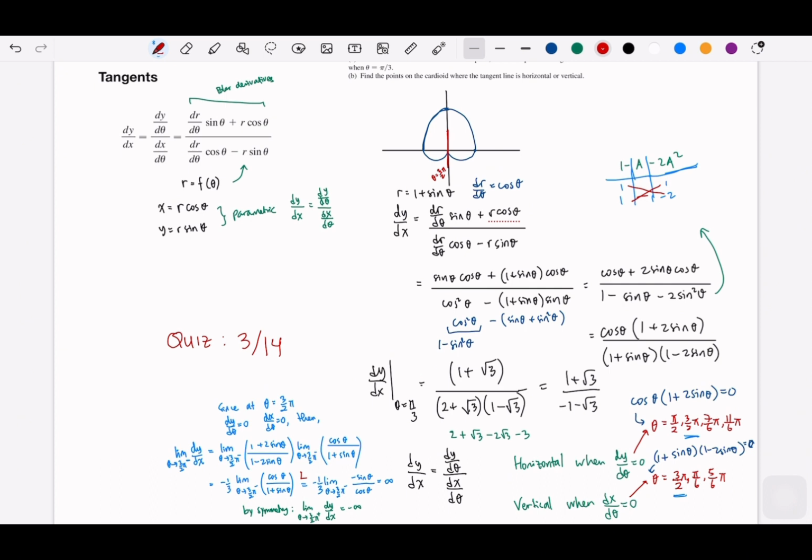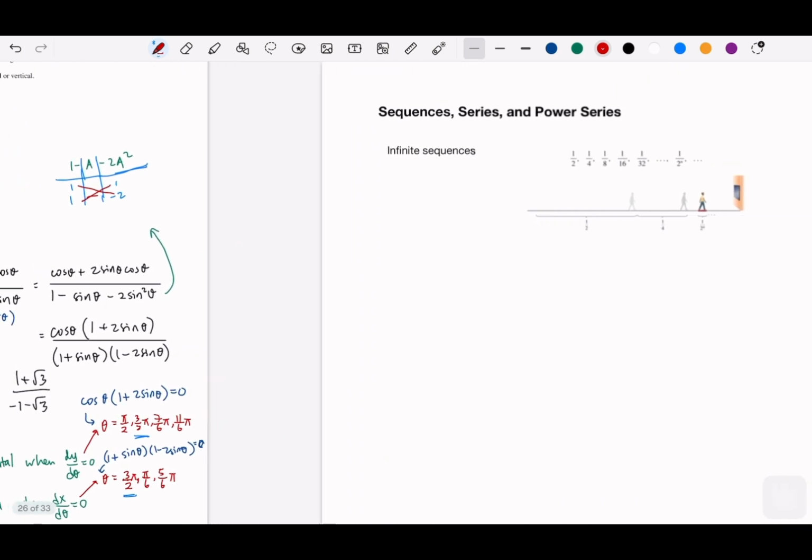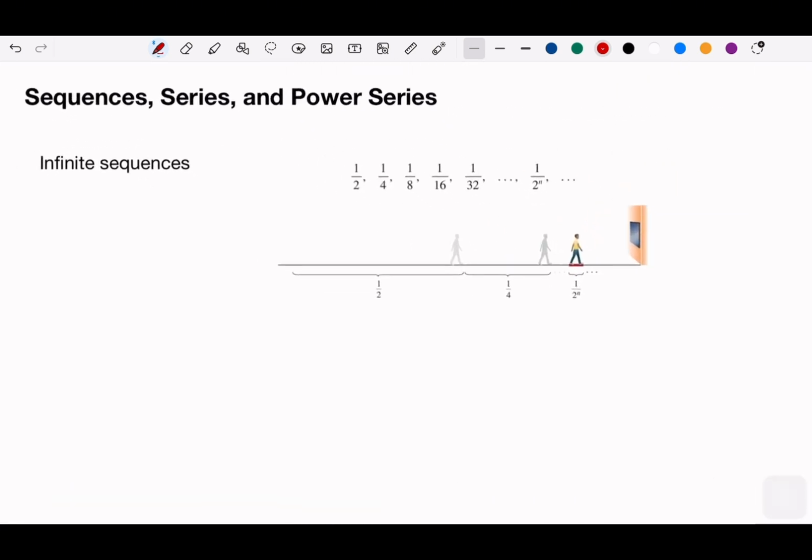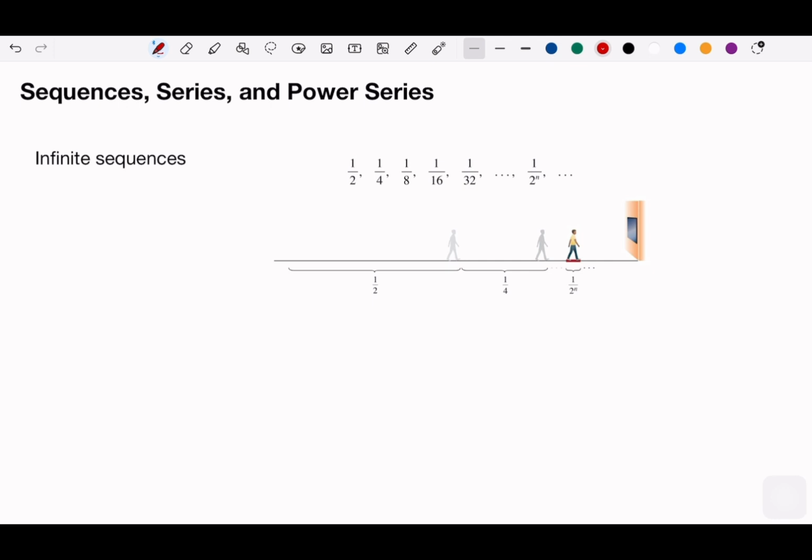So I will move to the next chapter, which is chapter 11, the sequence and series. So we start by taking a look at this example here, which we call the Zeno paradox.